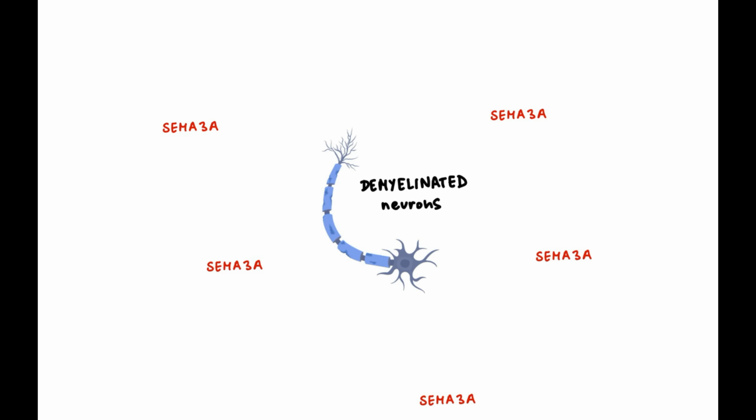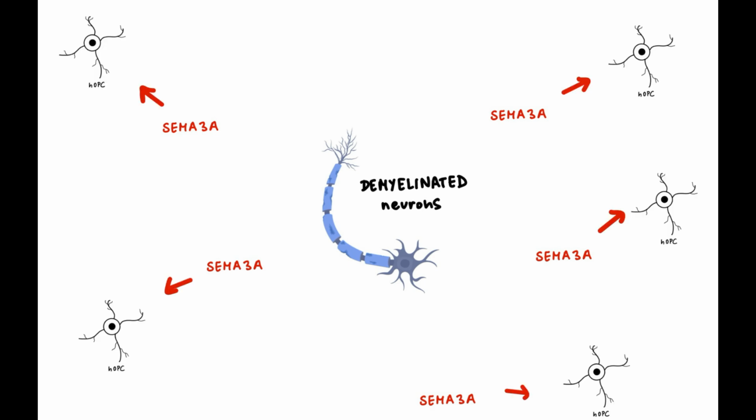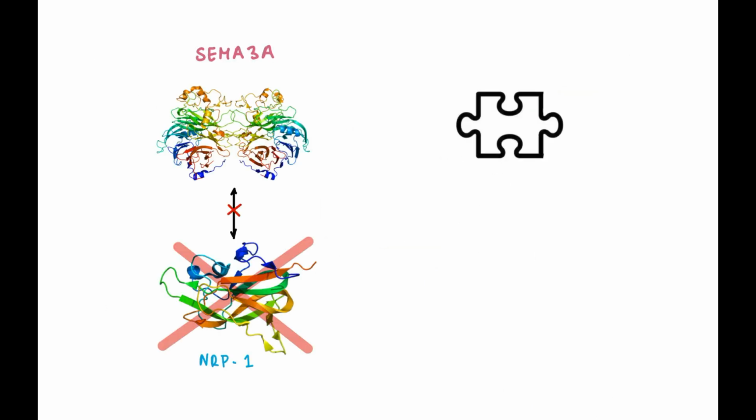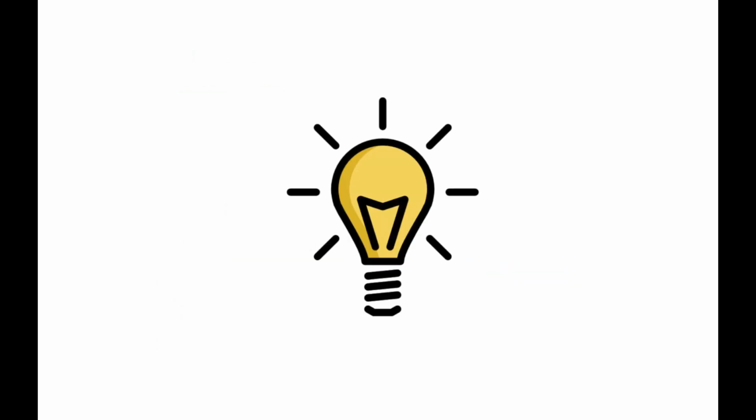SEMA3A is a highly expressed protein in demyelinated neurons. This protein has what we call a chemorepulsive property. It repulses the HOPC away from the demyelinated neurons, making it more difficult to quote-unquote fix them. If we target this receptor, it could prevent the binding of those two components, and then prevent those effects. This is the enhancement we were looking for.